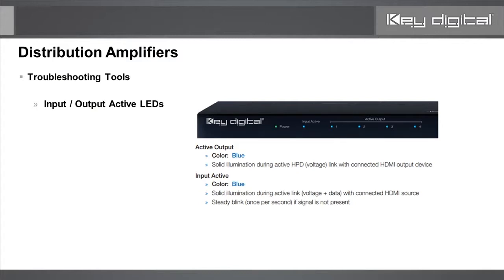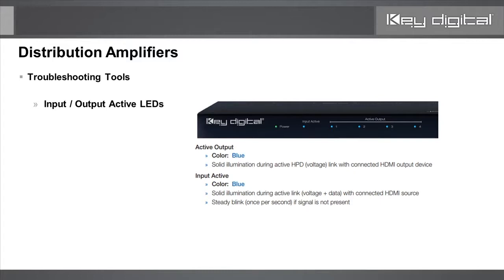The DAs, although simple and relatively simplistic in their connectivity as well, do offer some really brilliant troubleshooting tools. One of them is the input-output active LEDs. So the concept is simple. If you don't have an LED, you don't have a connected source or display. The active output, that's your connected monitors, is going to be blue and blue only. These lights don't give you any varying colors. It's either going to be on or off.